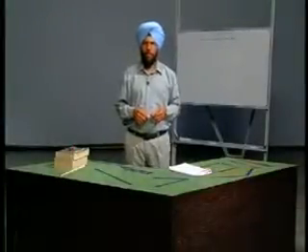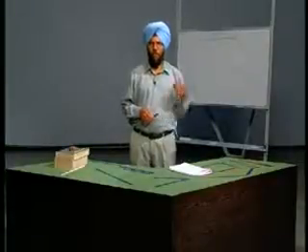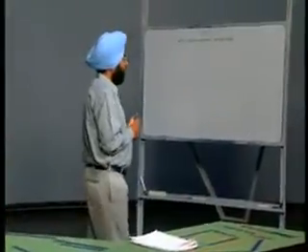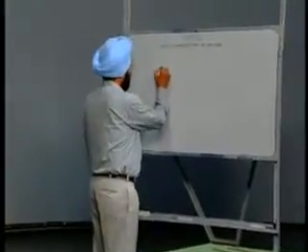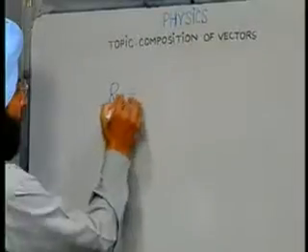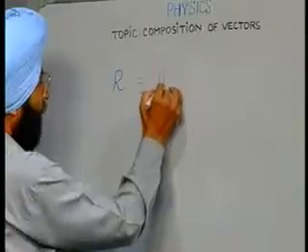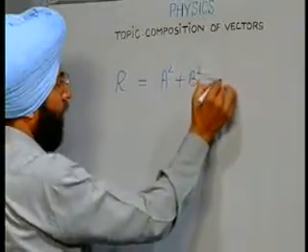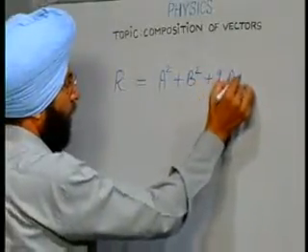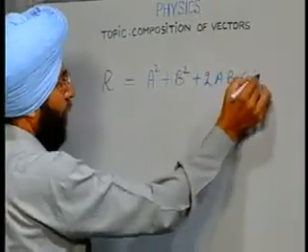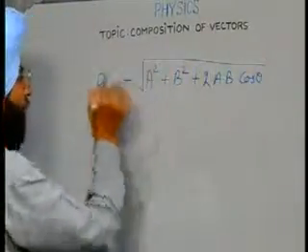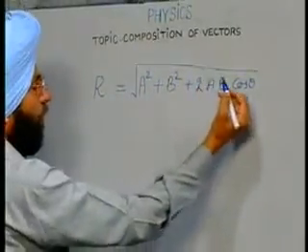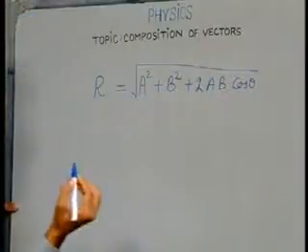Welcome dear students, we continue with our topic composition of vectors. Last time we derived the formula for magnitude of R, the resultant of two vectors A and B. The magnitude of the resultant is the square root of A square plus B square plus 2AB cos theta. Theta is the angle between A and B.